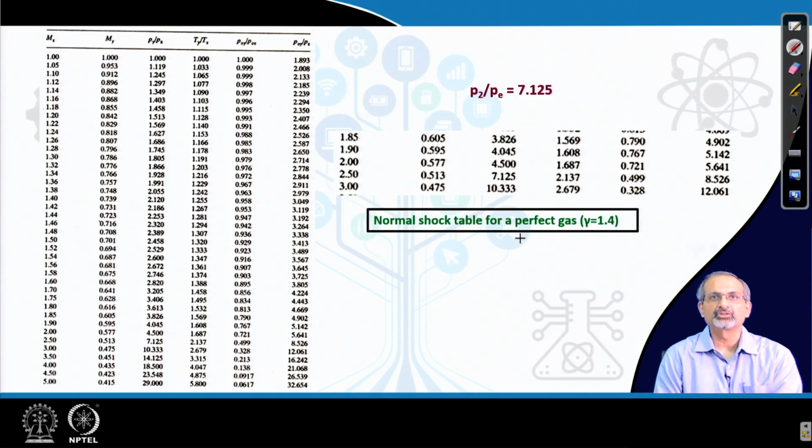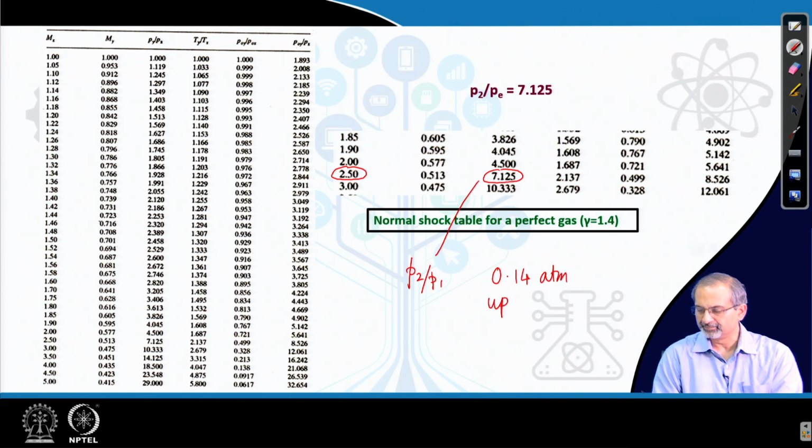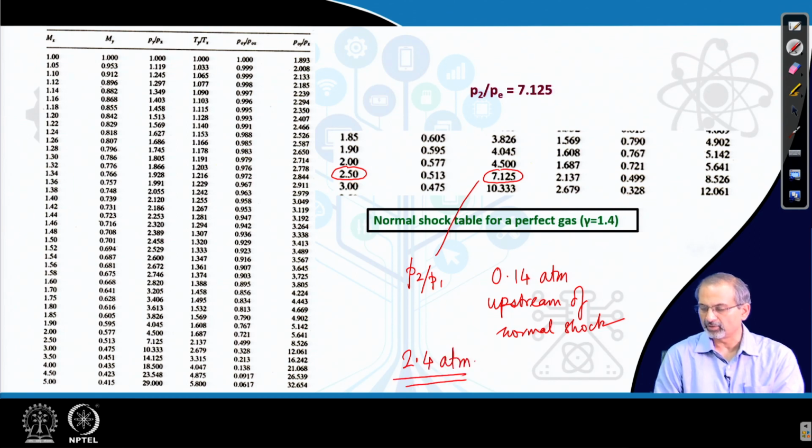Let us briefly look at the normal shock tables. So, we go to the 2.5 row, and in the table we have the advantage of getting the P2 by P1. So, that gives you the P2 by P1 kind of ratio, and that ultimately gives you the requirement of 0.14 atm upstream of normal shock, which you need, and therefore, your compressor or storage tank requirement reduces to 2.4 atm instead of 17.09.